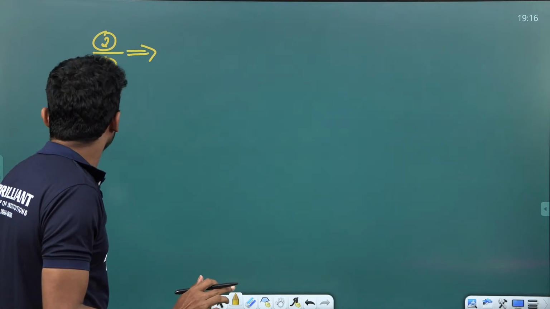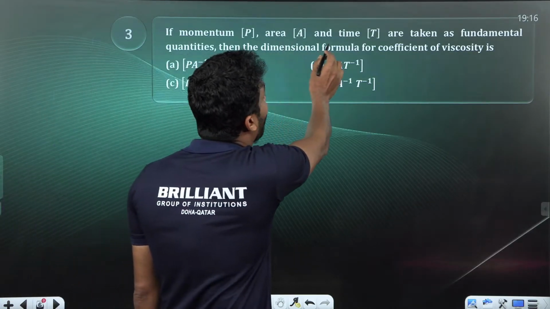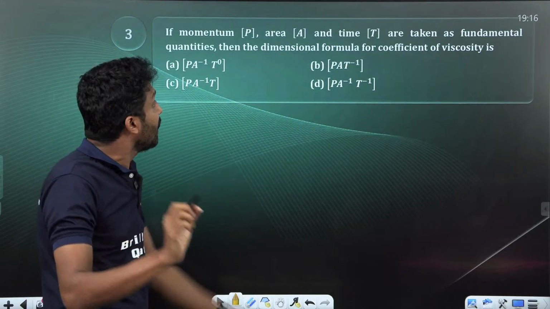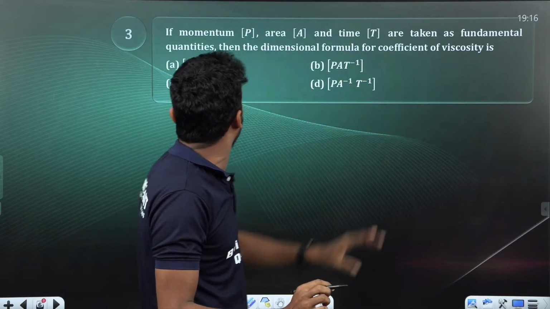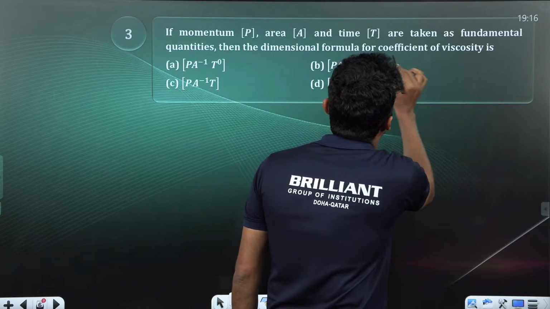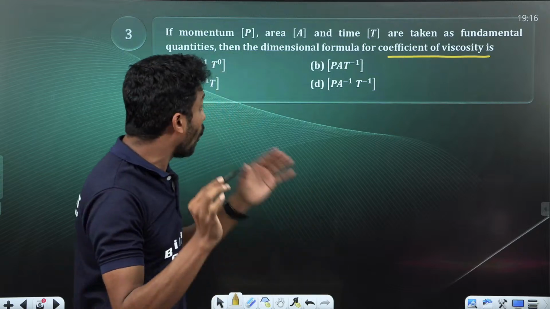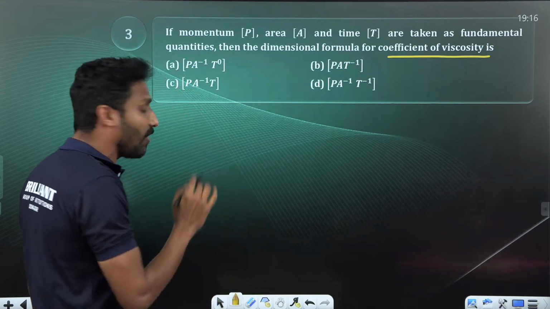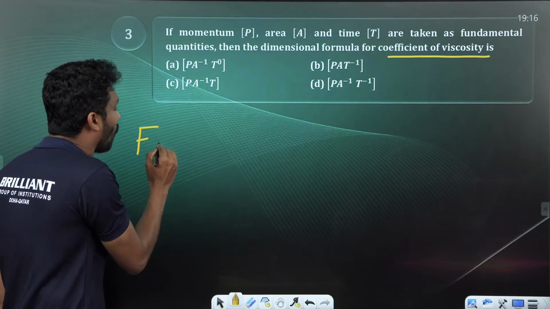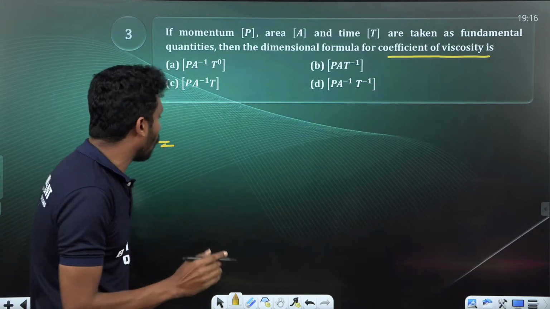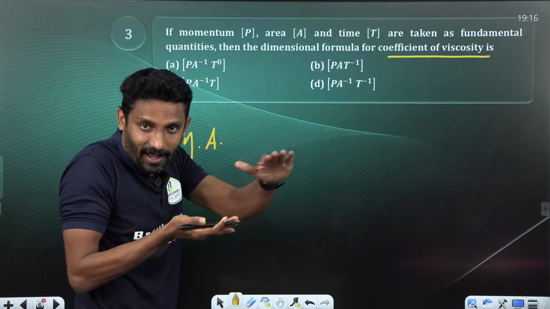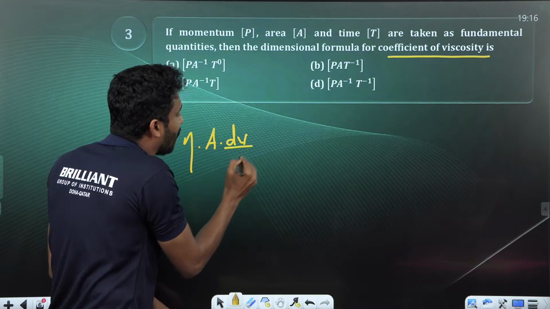Third one. If momentum P, area A and time T are taken as fundamental quantities, then the dimensional formula for coefficient of viscosity. What is coefficient of viscosity? We have the equation of viscous force from Newton's law: viscous force F is equal to coefficient of viscosity into area of the fluid layer, then velocity gradient dV by dx.